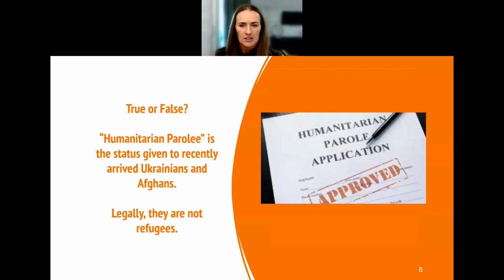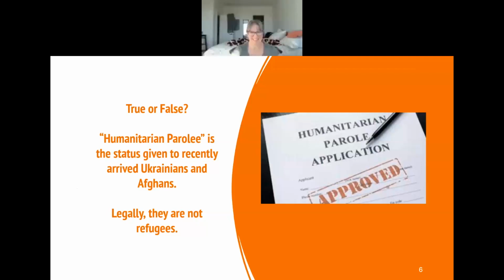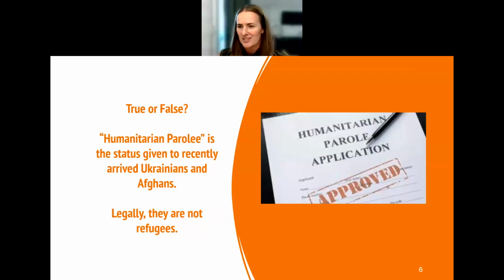Okay. True or false? Humanitarian parolee is the status given to recently arrived Ukrainians and Afghans, and as far as their legal status, it is not refugee. Some of us, maybe I don't know. That's okay. You can do kind of like a lukewarm thumb to the side if that feels better. This is true. Humanitarian parolee is the term, even though we may refer to them as refugees, those that fled because of war, etc., in Ukraine and Afghanistan most recently. But their actual status is humanitarian parolee. Just an interesting thing to know.